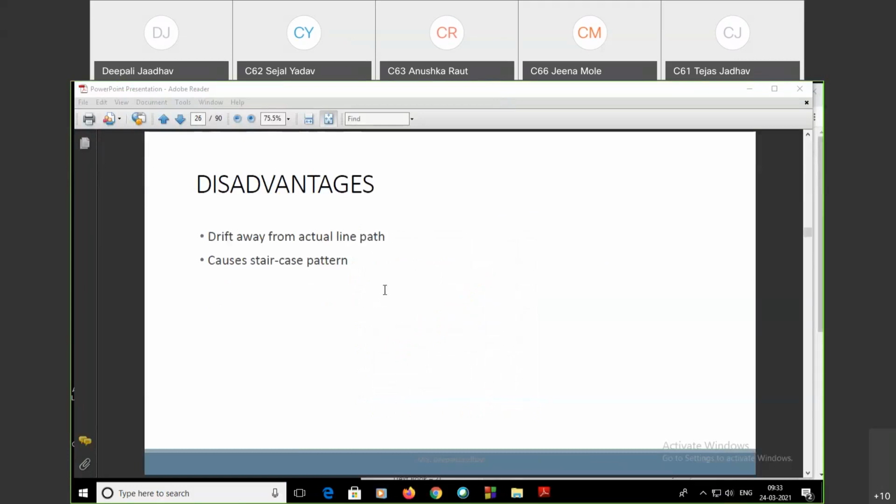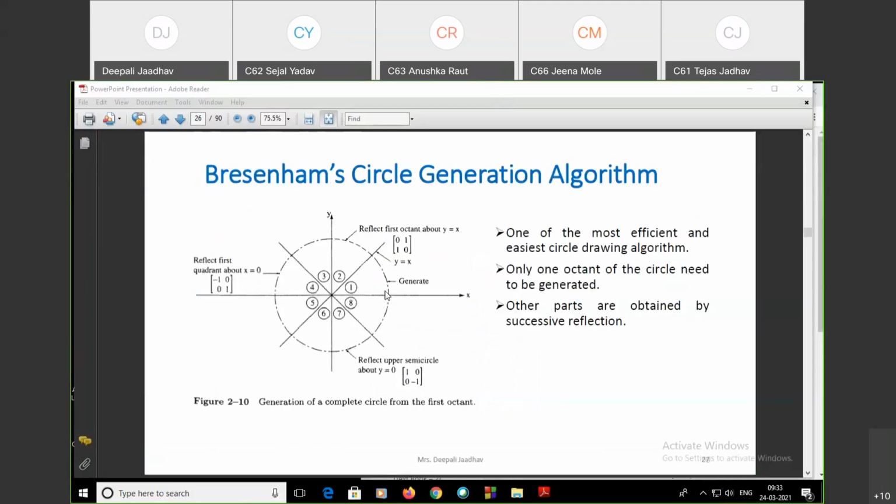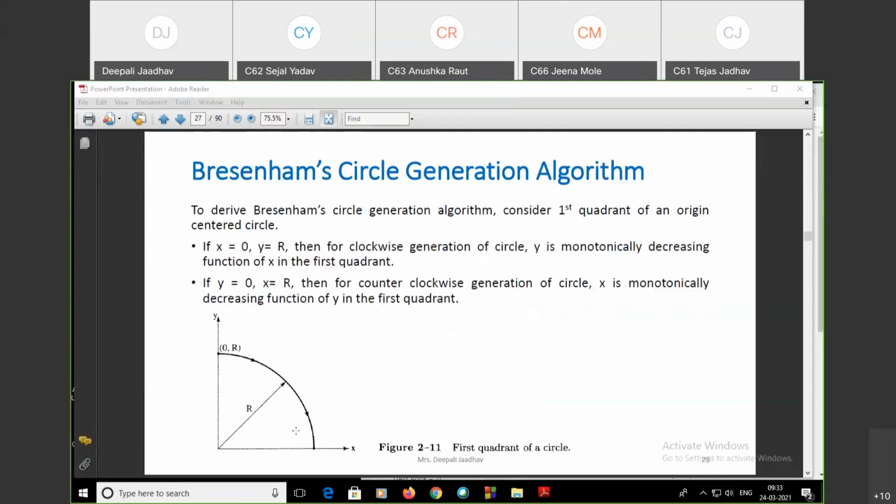So the ninth assignment, you have to implement the circle generation algorithm. Now the circle generation algorithm that we have seen is only for the first octant. See, that is only for the first quadrant. Sorry, this one only, and then it is reflected. So this one is only generated through our algorithm that we have seen.